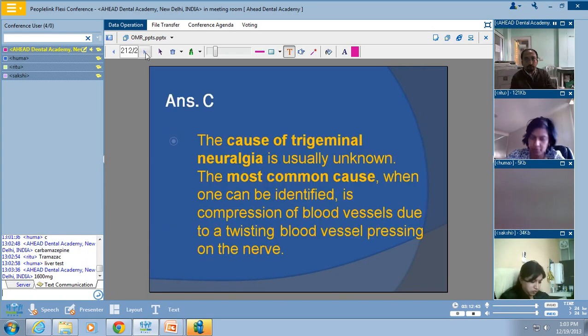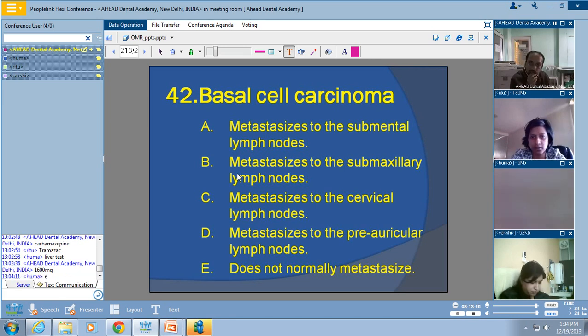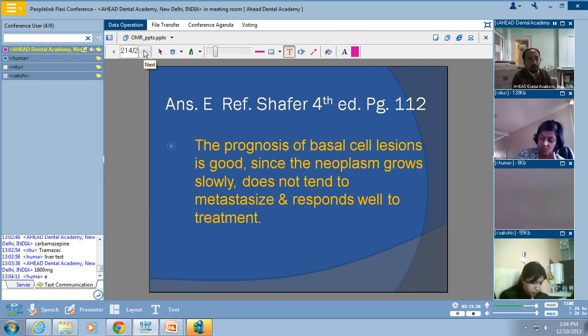For the second, basal cell carcinoma is also called as what? Rodent ulcer. A basal cell carcinoma is also called a rodent ulcer. So, how does the rodent ulcer metastasize? Well, I had used the word local. So, it generally will just grow a little bit in area, but there will be no metastasis. The correct answer is, as she has correctly written, choice E. It will not normally metastasize. Okay? It is very good. In fact, second best malignancy, as I told you, after Kaposi sarcoma.